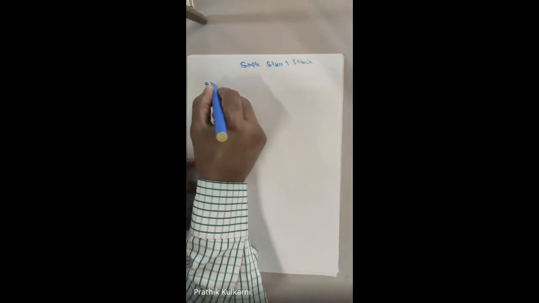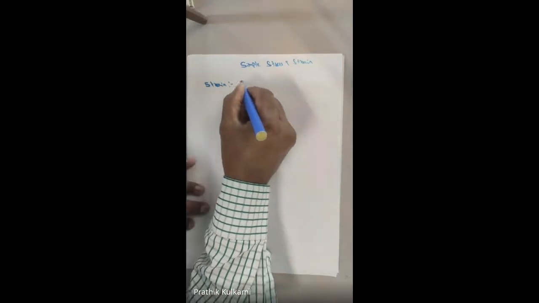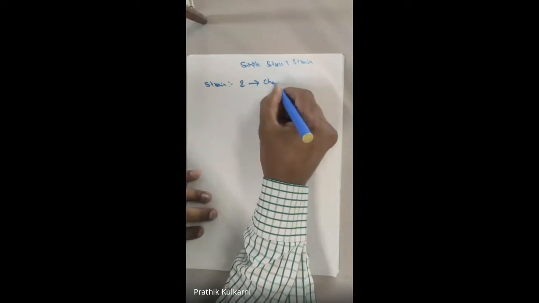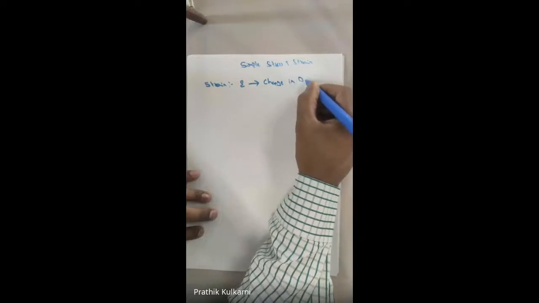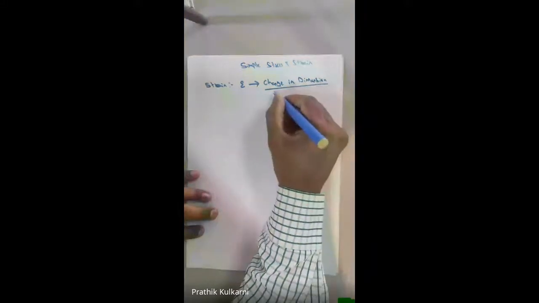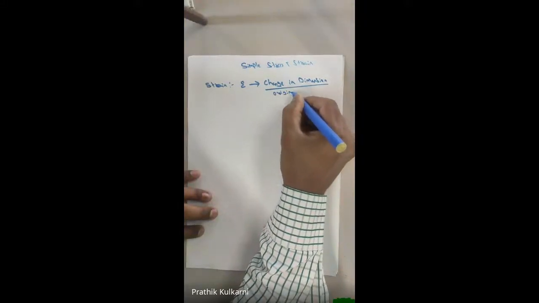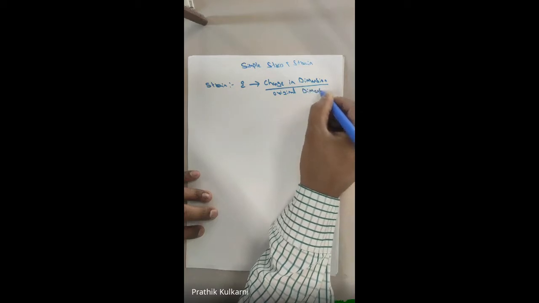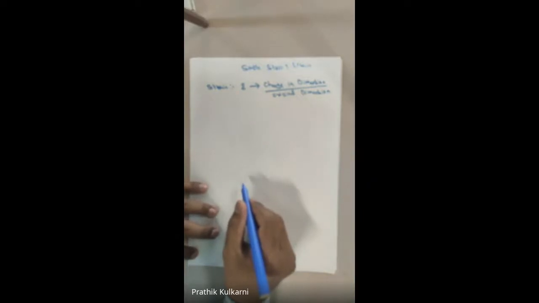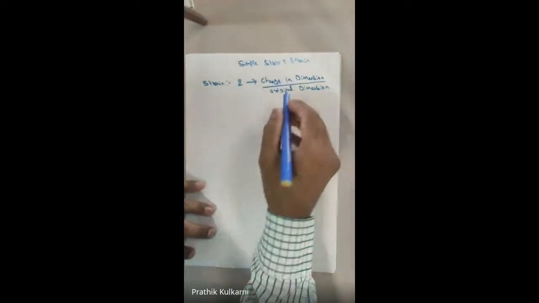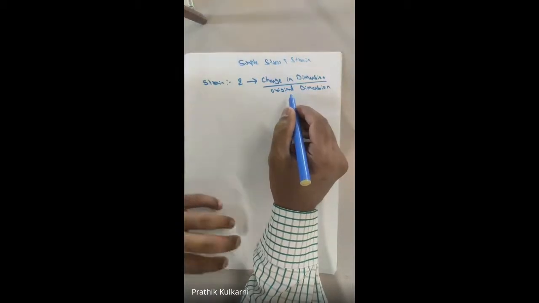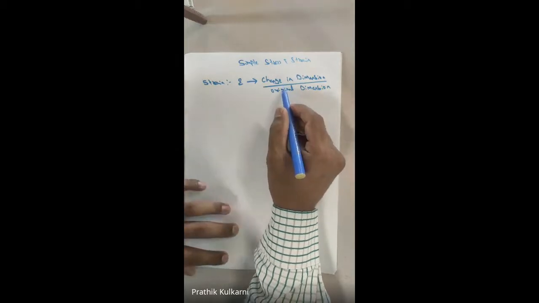If you talk about strain, which is represented as epsilon, you can write it as change in dimension to your original dimension. This is the definition. The definition of strain is change in dimension to original dimension. The dimension might be length, width, depth, or anything.